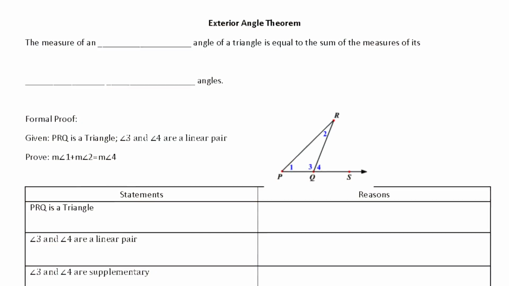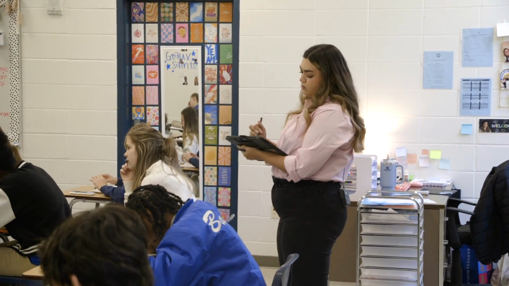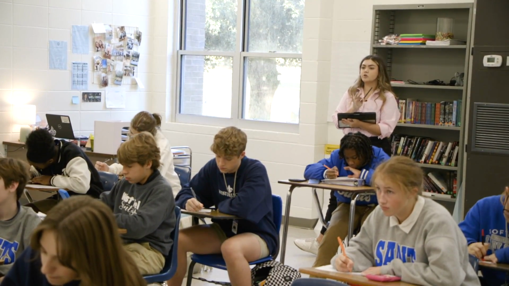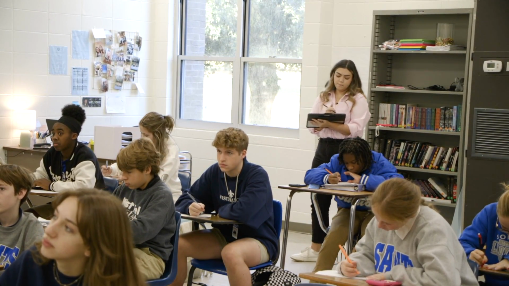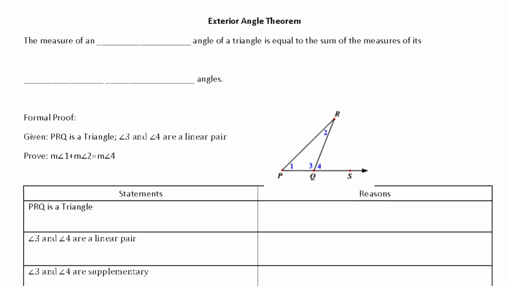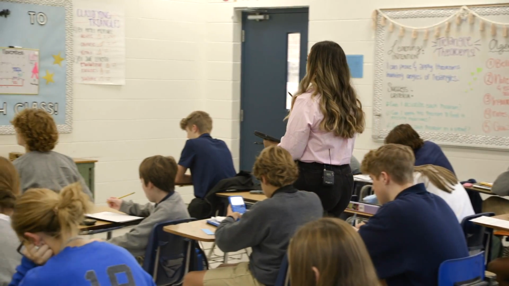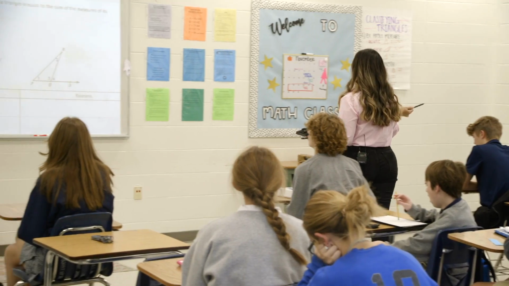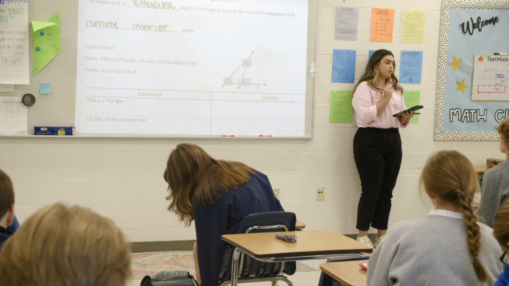We're starting our next theorem, the exterior angle theorem. What you need to know about this one, it says the measure of an outside exterior angle of a triangle is equal to the sum of the measures of its remote interior angles. Looking at this picture here, they gave me triangle PQR, and we see how PQ at the bottom extends further. It's a ray, it goes all the way out. All this theorem is telling you is that angle 1 plus angle 2 should equal angle 4.